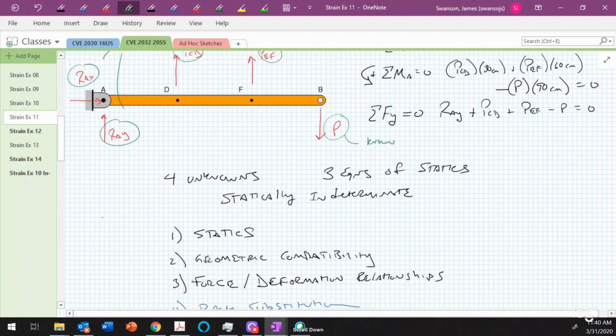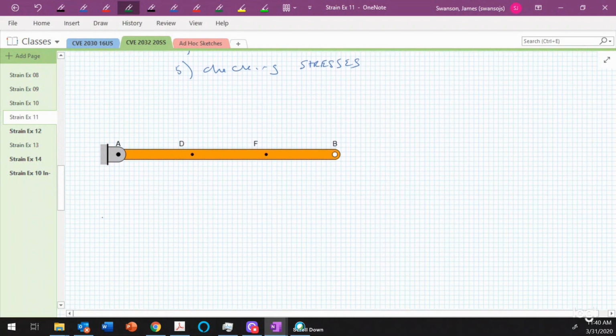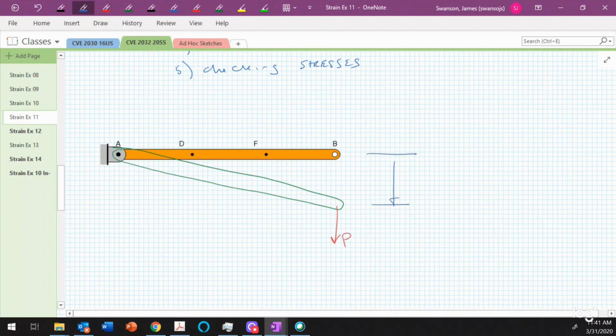So let me go ahead and scroll down here to the bottom where I have another instance of that. This is the original position here, and it's going to end up in a position like this when it is loaded. So we have our force here, that's P. We have some point displacement out here, I'll call that delta sub B. And we're going to have displacements here like this. This is delta sub F, and a displacement here that is delta sub D.